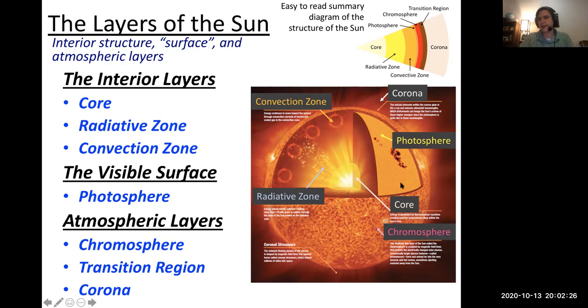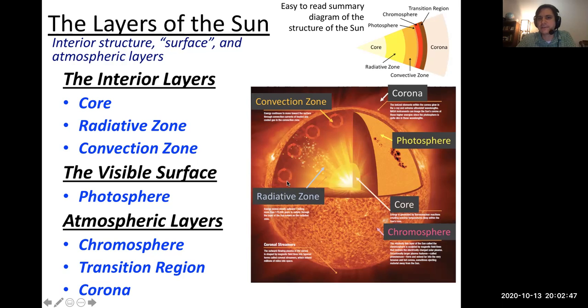But what we're looking at here is this cut out of the sun. So we want to take a look into the interior of the sun. Of course, this is just a graphic produced by NASA, but the very center of the sun, we have the core. Just outside the core, we have a region of the sun called the radiative zone.